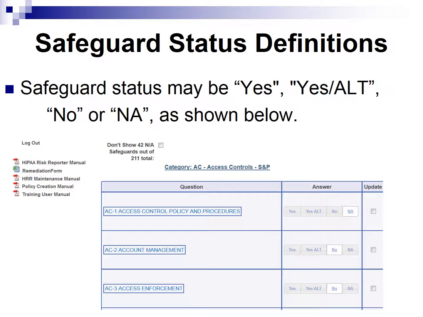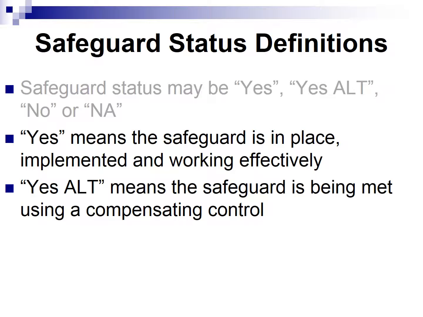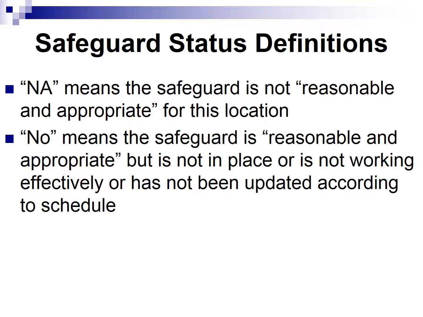Safeguard status may be yes, yes alt, no, or NA for not applicable or not appropriate for this organization. Yes means the safeguard is in place and working effectively. Yes alt means the safeguard is being met using a compensating control. NA means the safeguard is not reasonable and appropriate for this location. No means the safeguard is reasonable and appropriate but is not in place or is not working effectively or has not been updated according to the necessary schedule.